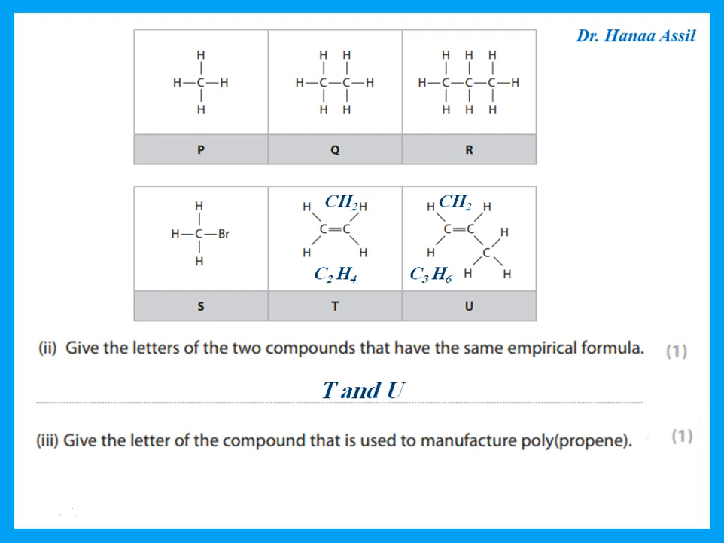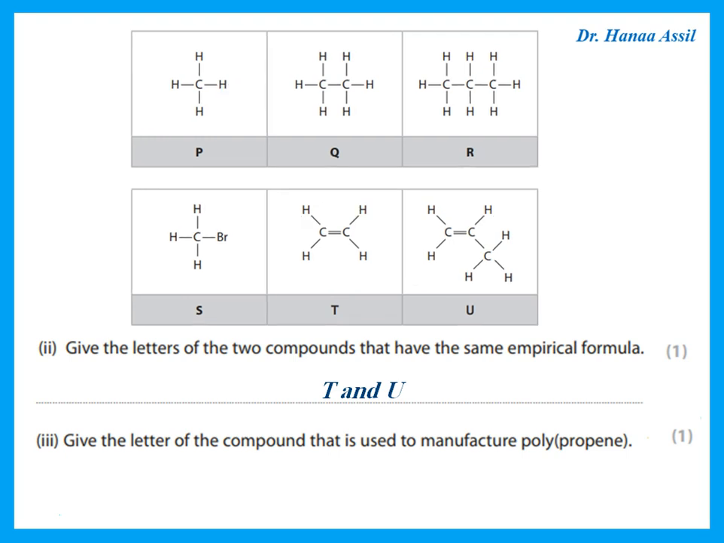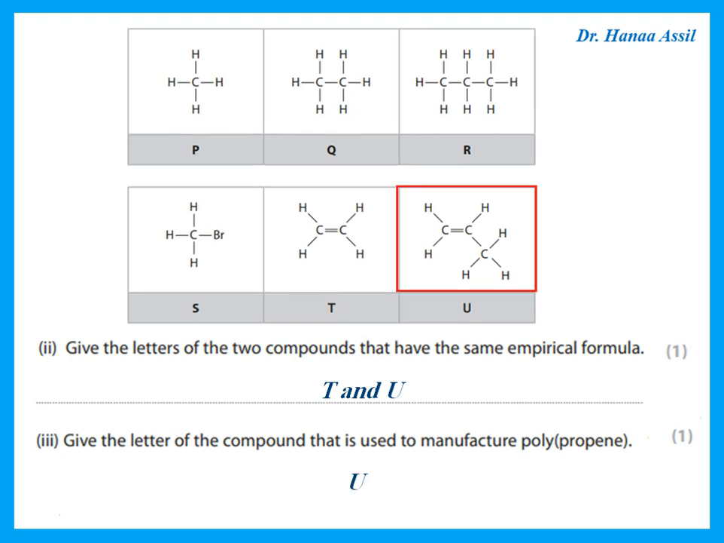Give the letter of the compound that's used to manufacture polypropene. If I want to make polypropene, that means I start with which one? With propene. Which one is propene? Yes, so that is compound U.